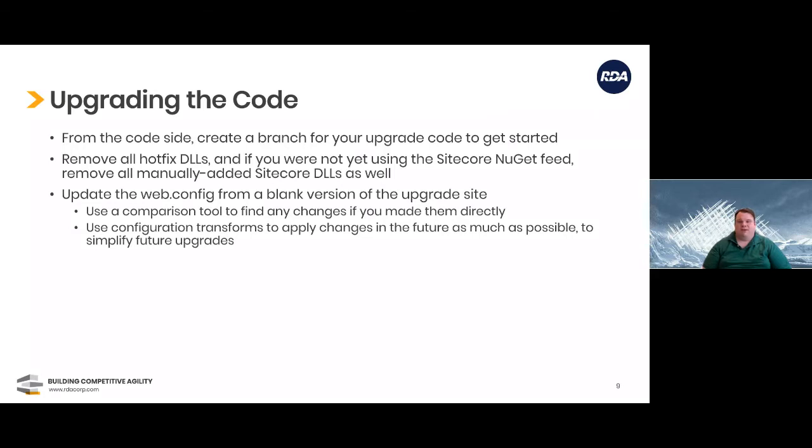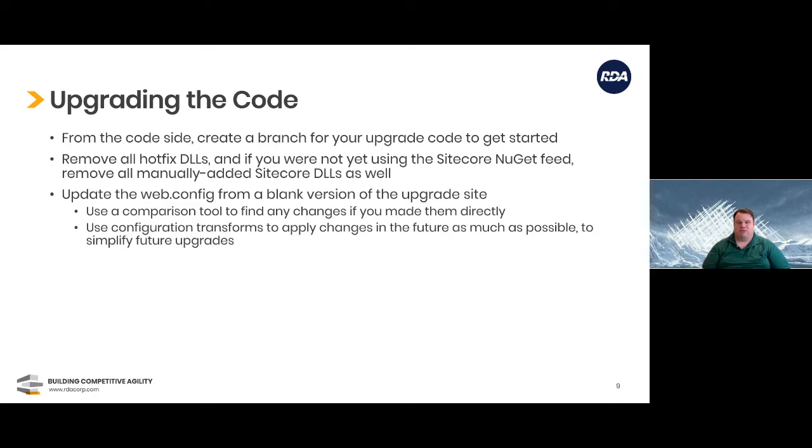For your web config, do just get a default version. When I say a blank version, a default version of the web config from the upgraded site. So if you're going to 9.3, get the 9.3 web config. And you could use a comparison tool like WinMerge or things like that to compare and see where your changes are.